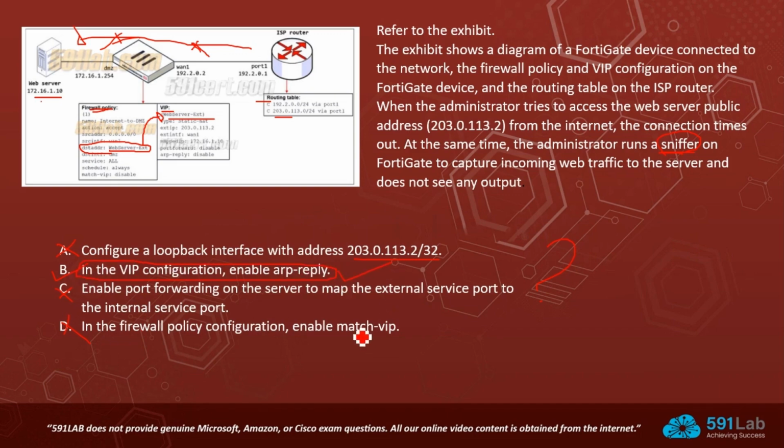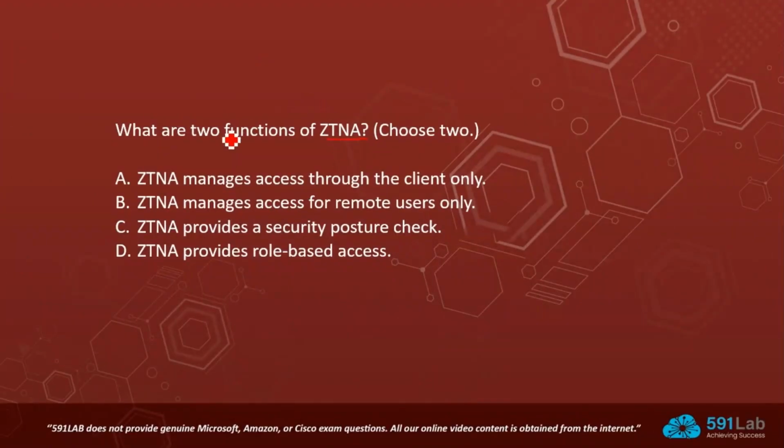Okay, let's go to the next question. What are the two functions of ZTNA? Choose two. Answer A. ZTNA manages access through the client only. Answer B. ZTNA manages access for the remote users only. Answer C. ZTNA provides security posture check. Answer D. ZTNA provides role-based access.